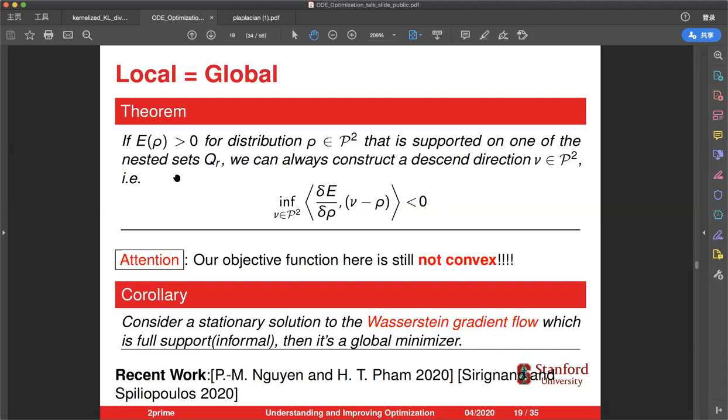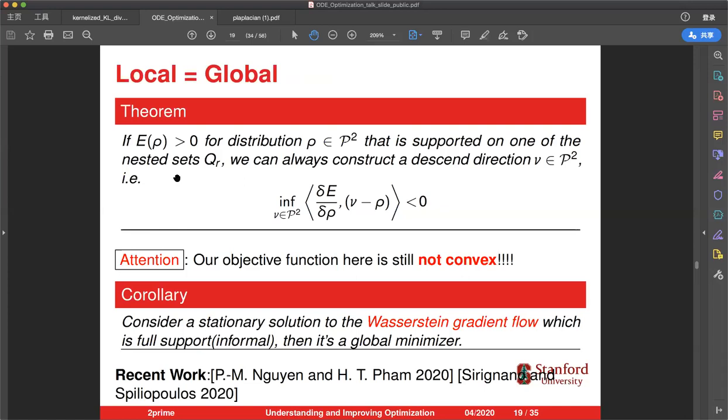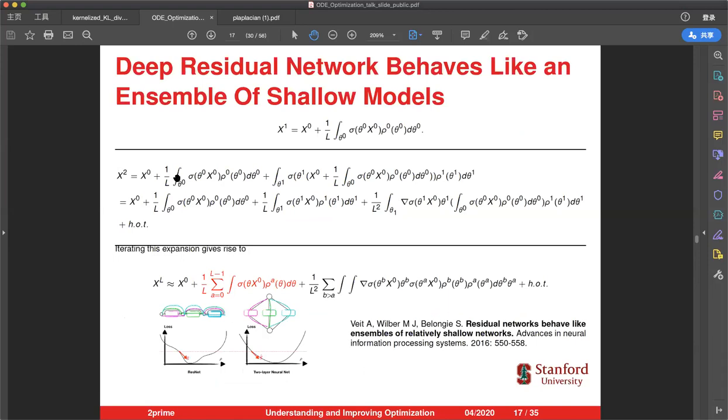Yeah, so. Can I ask a question? Yeah. I'm not entirely sure I understood the point before correctly. When you say that a residual network is essentially an average of shallow neural networks, would that mean that the space of residual networks is no more expressive than the space of two-layer neural networks?